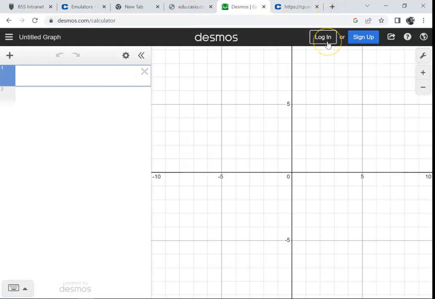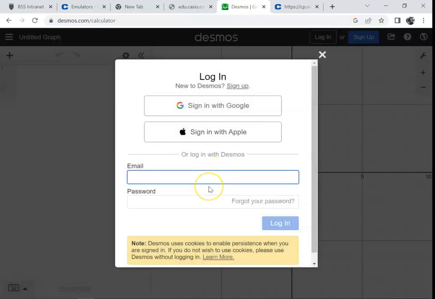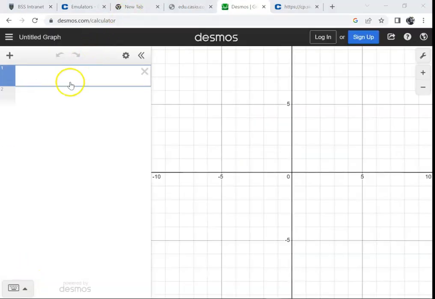Now, if you've never used it before, then you are going to have to sign up. You might want to just double check that you haven't already got it. I haven't signed in, you would need to sign in. But we go here, y equals, and let's go 4x take 2.